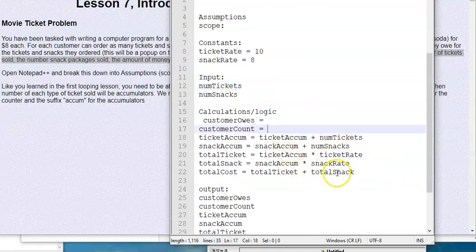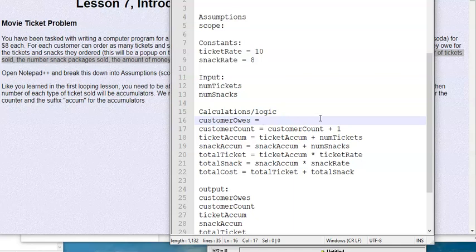Customer count. This is even easier than the accumulator because customer count, a counter, is whatever count equals whatever count plus 1. So customer count plus 1. Whenever you use a counter, almost always you're counting the number of times you go around the loop. So you might think, oh, there's only one counter, but there can be many counters because if we are making decisions and we want to know every time we go around the loop, when do we go down that path for that decision, then each of those paths can have their own counter, and we'll see that in the future.